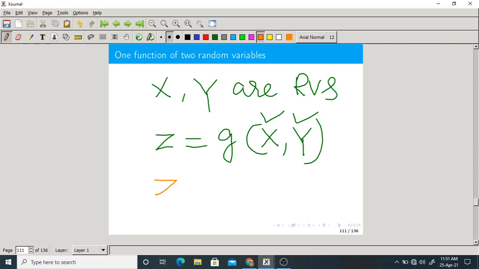Examples: you can take z equal to x plus y or x minus y. Z is a function of x and y, and how they are related? Here it is a plus, here it is a minus. Now we will study how to deal with these kinds of functions.